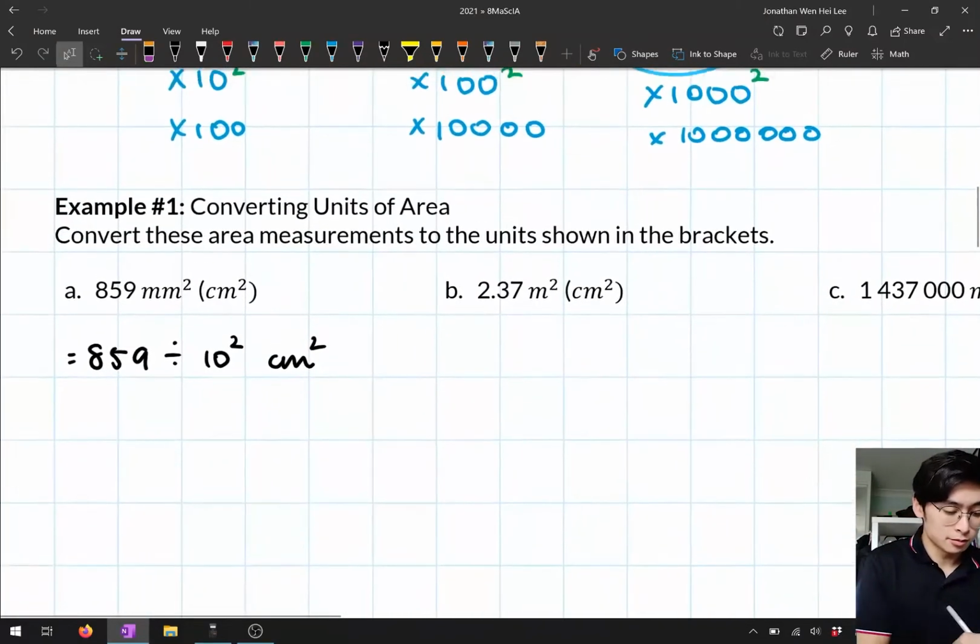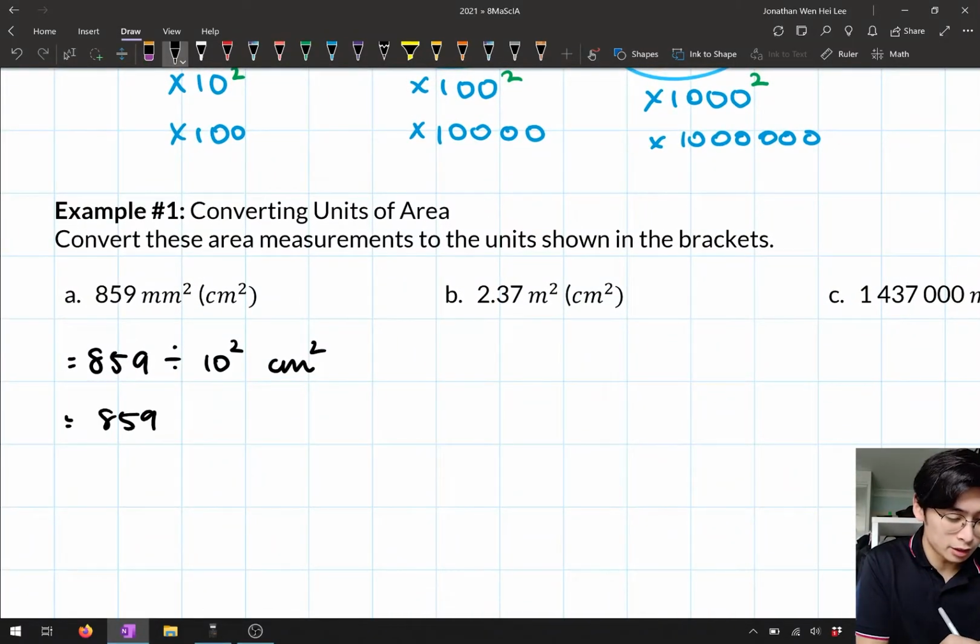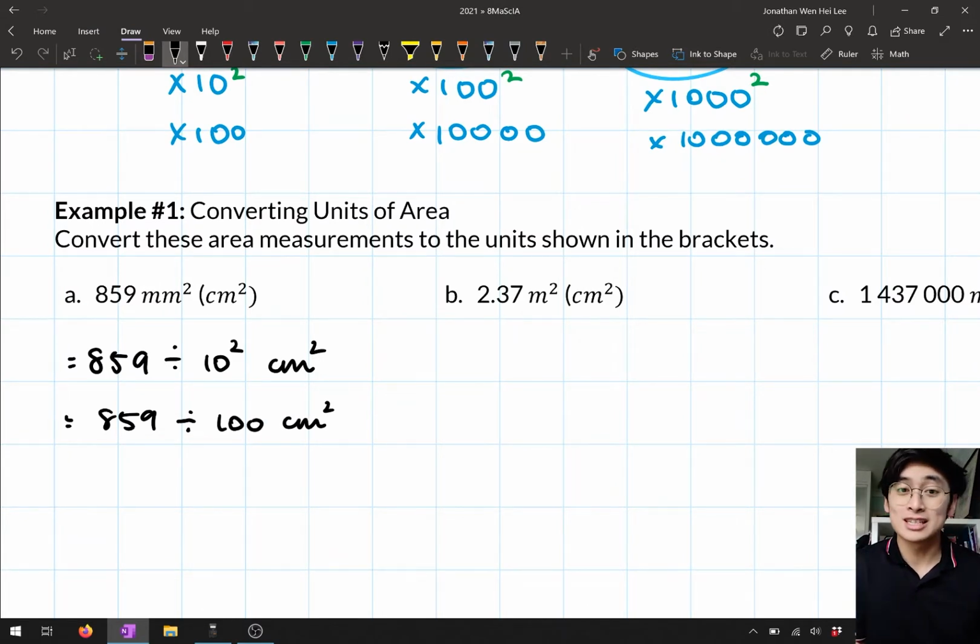So I'm just going to write here 859 divided by 100 centimeters squared. And just like we did in the last lesson, when we divide by powers of 10, we just count up the number of zeros. 1, 2, we've got 2 zeros here, and we just move the decimal point to the left. So if we're dividing, we move it to the left.